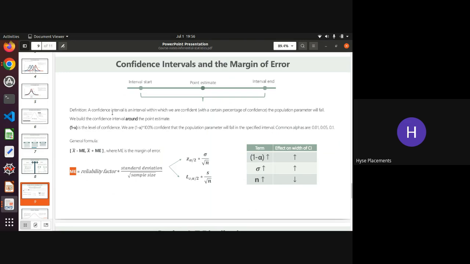So the definition: a confidence interval is an interval. We already know the definition. We build the confidence interval around the point estimate.